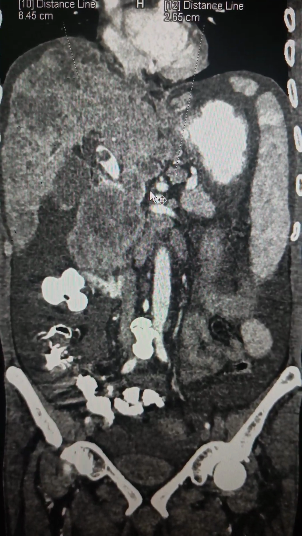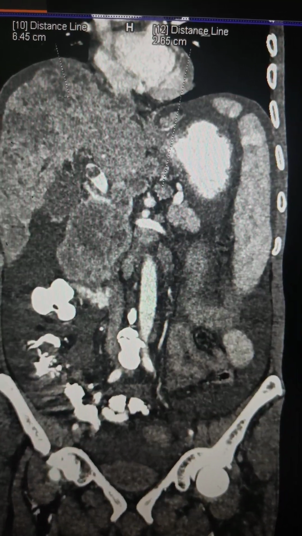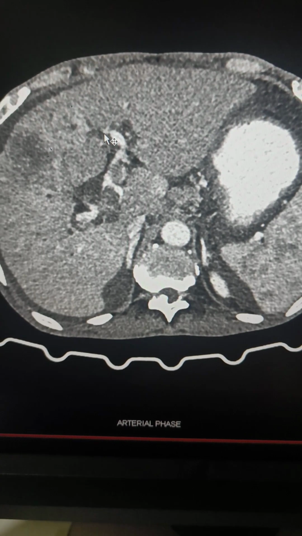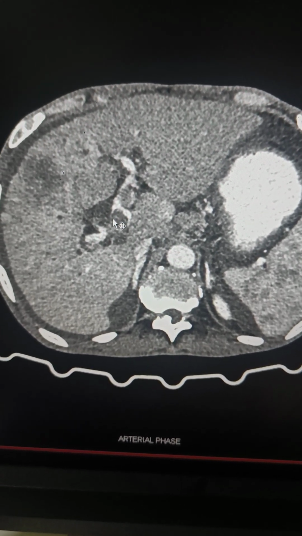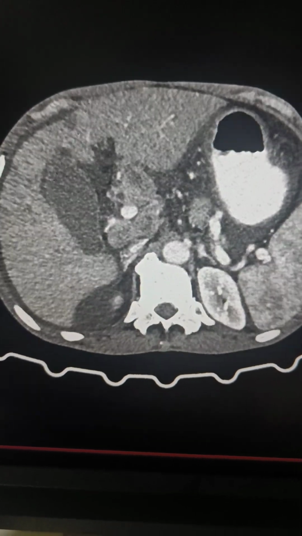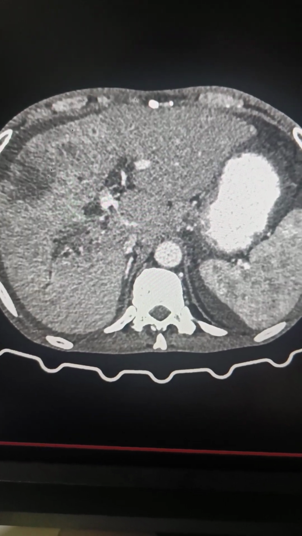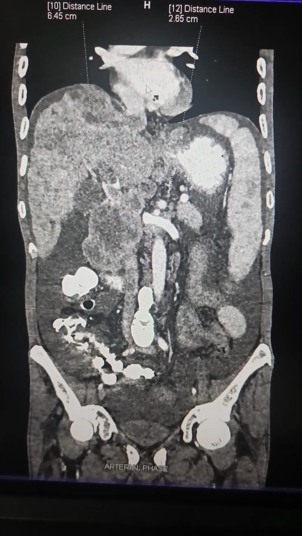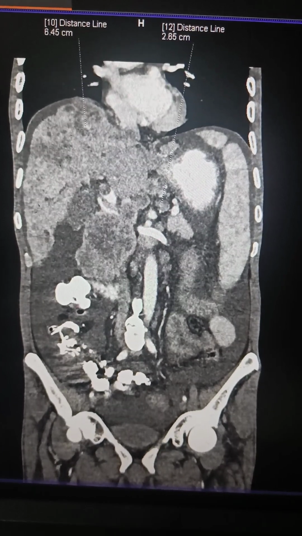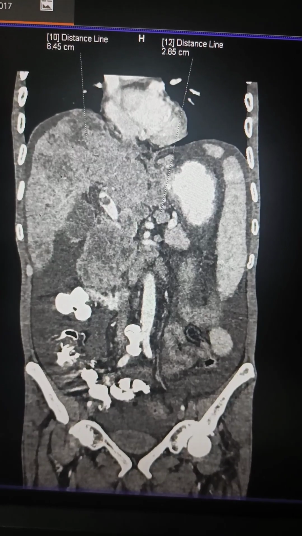There is also evidence of a 1.3 x 1.1 centimeter heterogeneously enhancing filling defect seen at the bifurcation of the main portal vein, which is extending into the right branch, suggestive of tumoral thrombosis. The right branch of the portal vein is not opacified. Also, there is a 1.4 x 1.6 centimeter hypodense filling defect seen in the inferior vena cava, suggestive of thrombus formation.